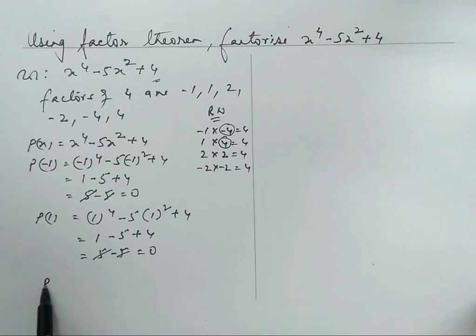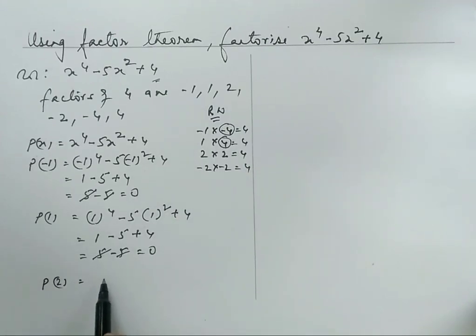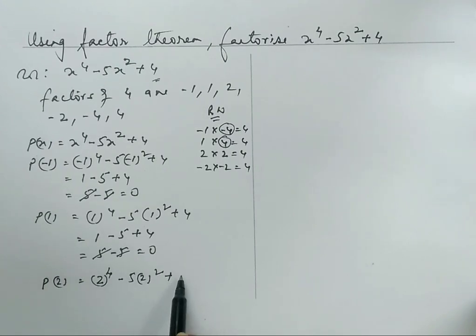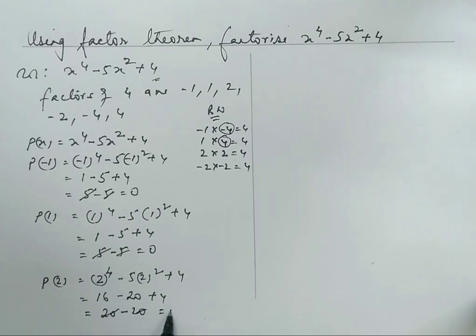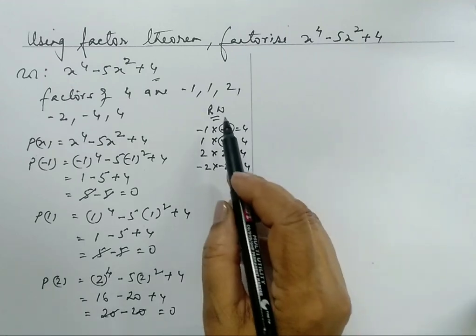Next we try and use 2 to substitute the x's, right? So we have 2 to the power 4 minus 5 times 2 to the power 2 plus 4. Here we get 2 into 2 into 2 into 2 is 16. And here 2 into 2 is 4. And minus 5 multiplied by 4 is 20 and plus 4. Here we get 20 plus 20 minus, which is equal to 0. Alright guys. So should we try now the next one?